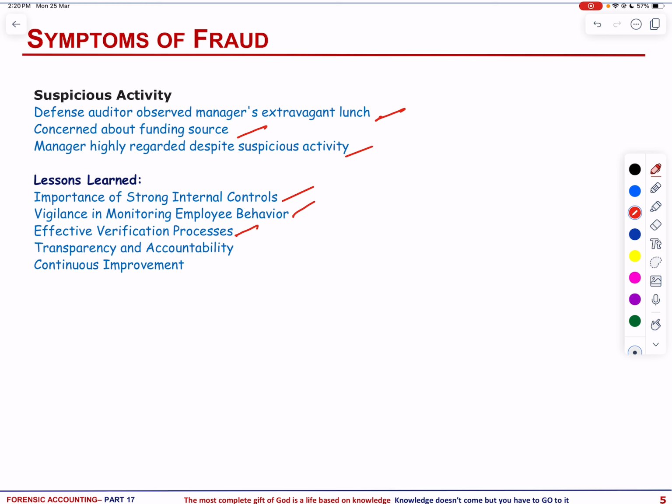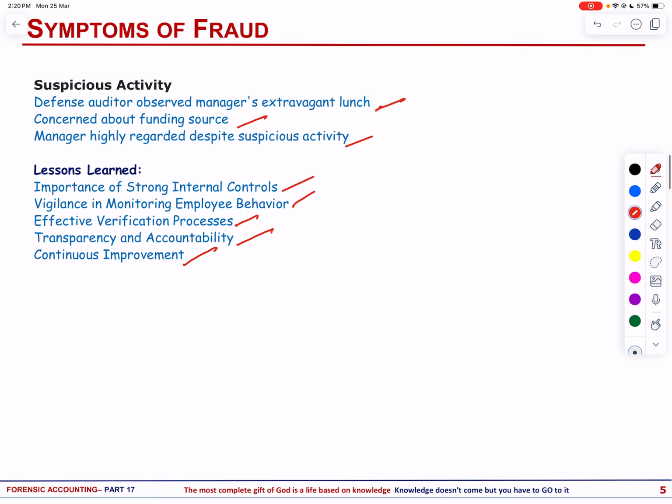Organizations should foster a culture of transparency and accountability where employees feel comfortable reporting suspicions of fraud and misconduct without fear of retaliation. Regular reviews and updates to internal control systems and processes are necessary to adapt to changing risks and prevent future occurrences of fraud.